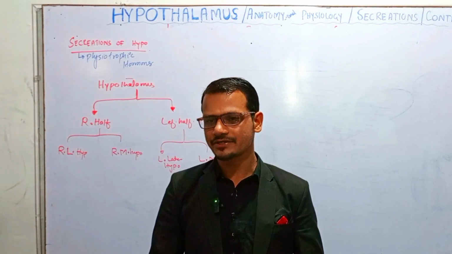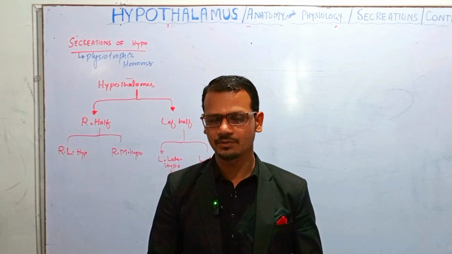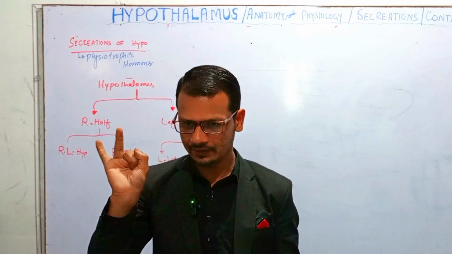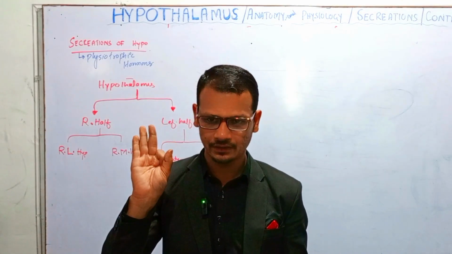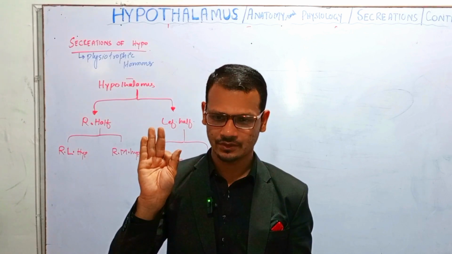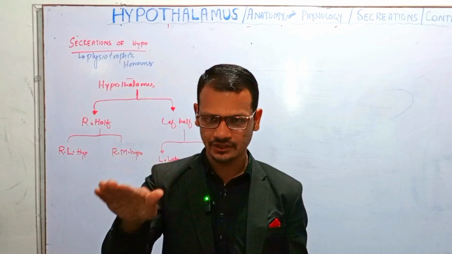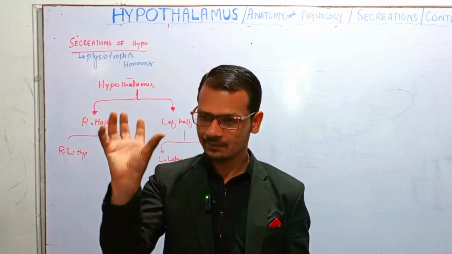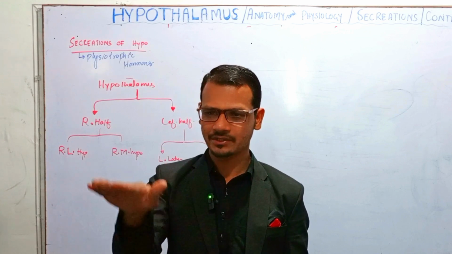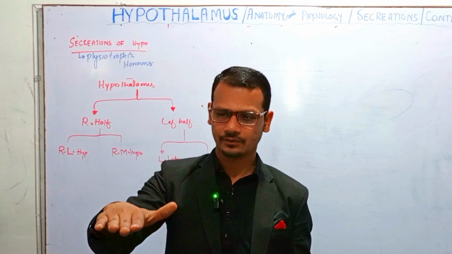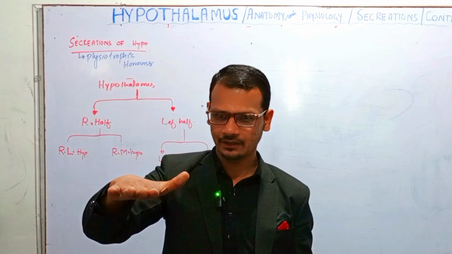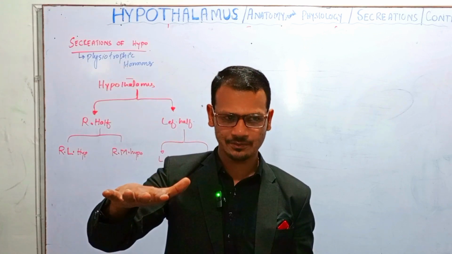For that, we must know the epithalamus. What is epithalamus? The pineal gland, habenular nuclei, habenular commissure, collectively they are called the epithalamus. What is subthalamus? Subthalamus is a sheet of gray matter on which the thalami are situated. The subthalamus is present just after the midbrain. On the subthalamus, the thalami are present.